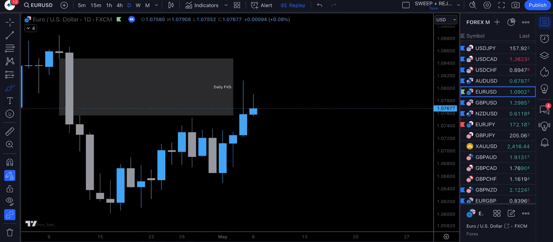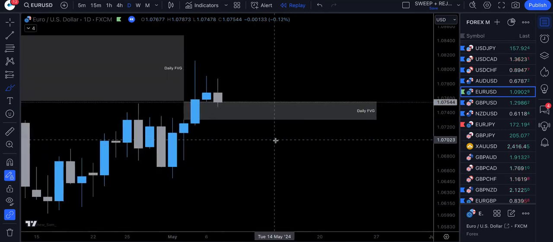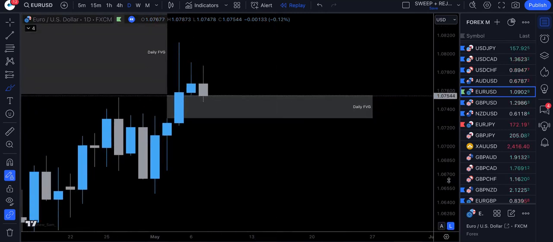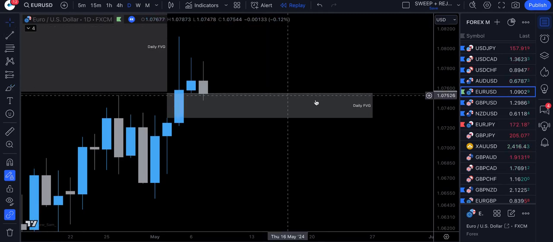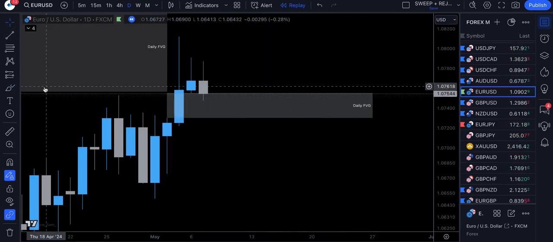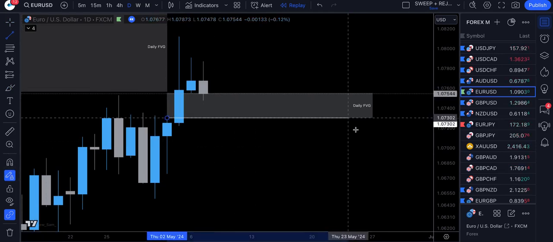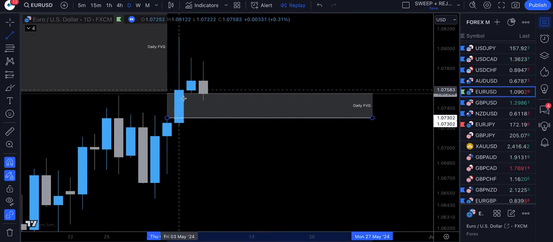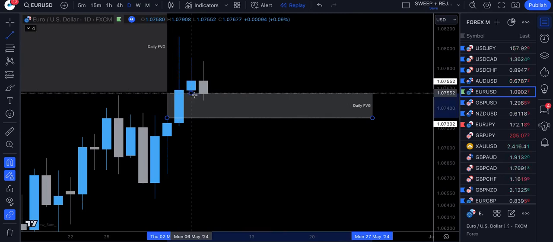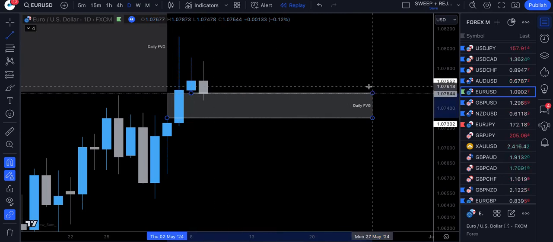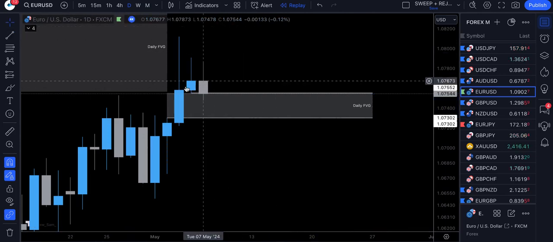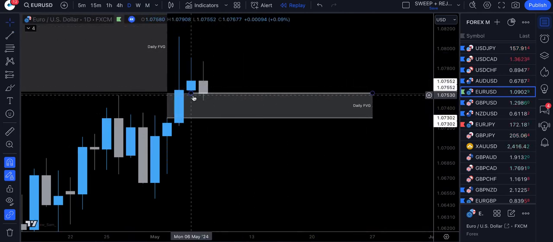Okay, so what you can see here, this is on the daily time frame. We have a daily fair value gap. Essentially, that is a gap in momentum between the last three candles. So you can see you've got this high here, and this high here, and then the low of this candle here. So there's no overlap between these candles.